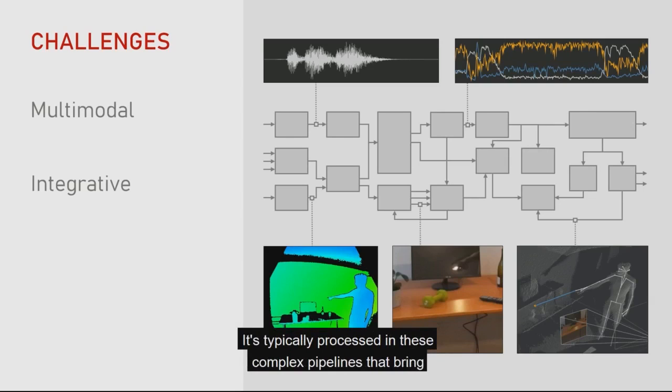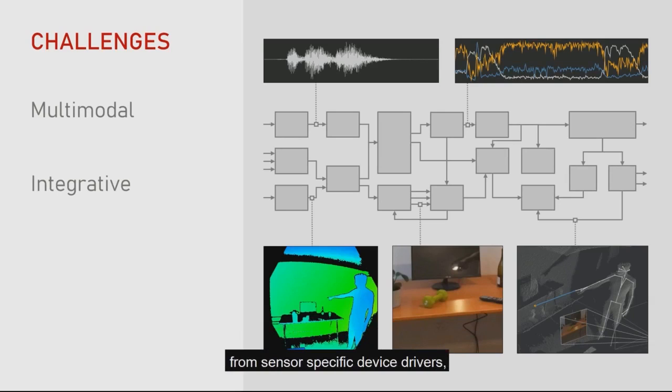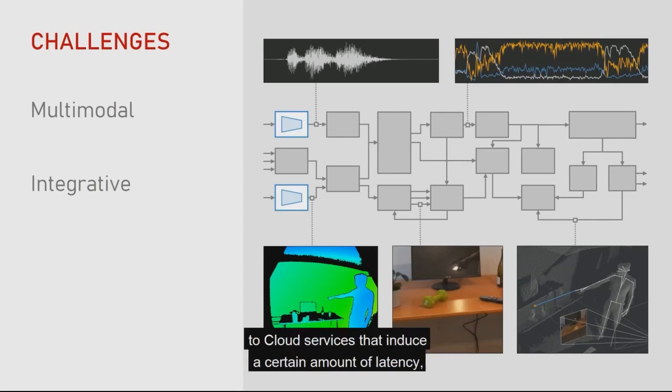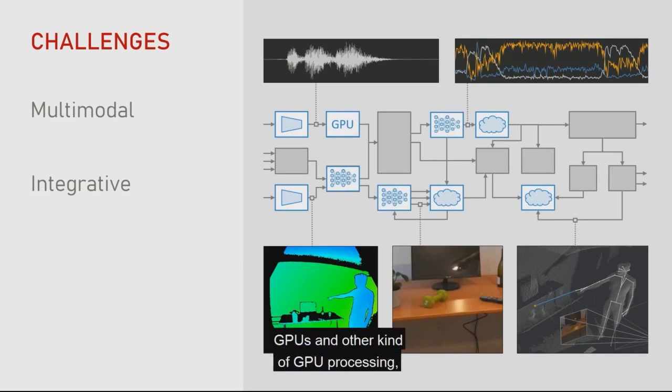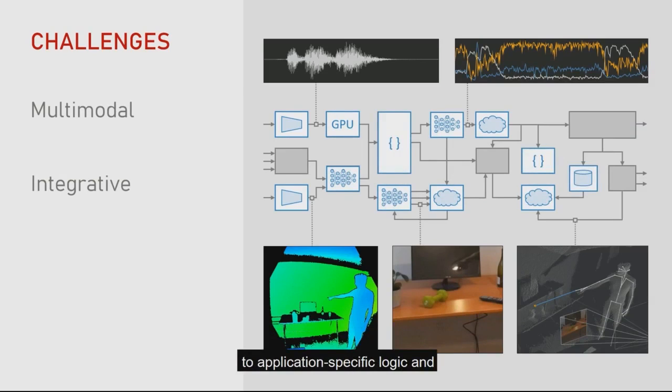And it's typically processed in these complex pipelines that bring together many kinds of components built out of heterogeneous technologies, right? You might have anything in these pipelines from sensor-specific device drivers to cloud services that induce a certain amount of latency, to deep networks that run on GPUs and other kind of GPU processing, to application-specific logic and code and interaction with databases, and so on and so forth.